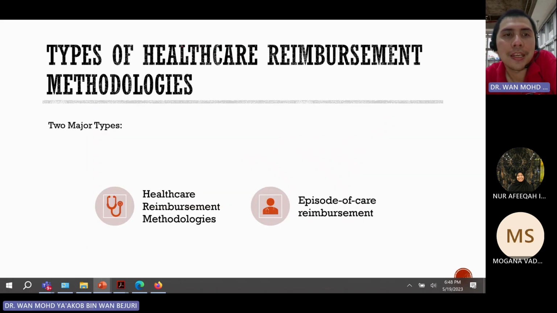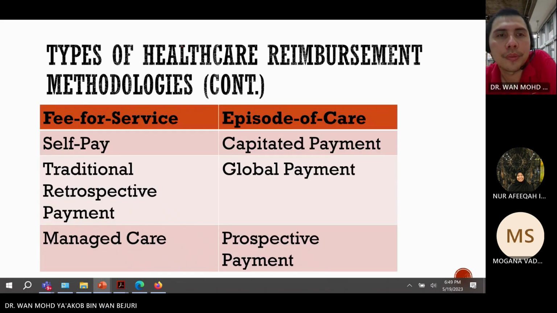Okay, so basically there are two major types of the reimbursement methodologies. Dia ada dua cara tau. First is fee for service. Second is episode of care reimbursement. Fee for service is basically self-pay. It's a traditional retrospective payment and managed care. For episode of care, it's capitation payment, global payment, and prospective payment.